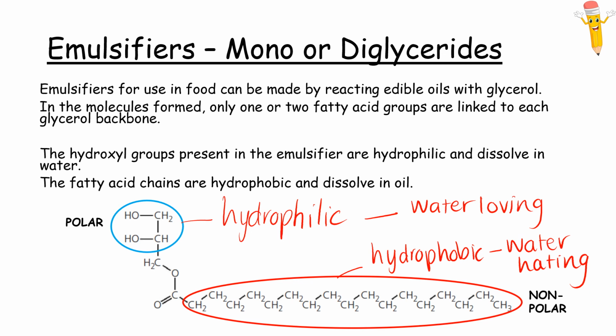Your polar part that's going to interact with the water is classed as your hydrophilic part, whereas your non-polar part is classed as your hydrophobic part. In an emulsifier, it's really important that you have a hydrophilic part and a hydrophobic part so that it can interact with both polar and non-polar liquids.